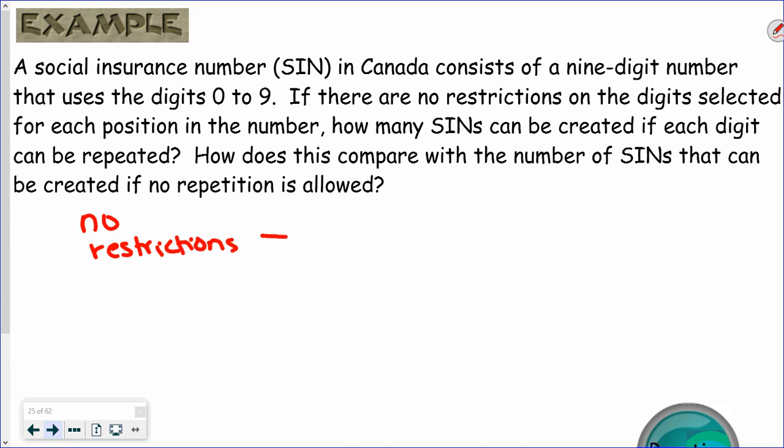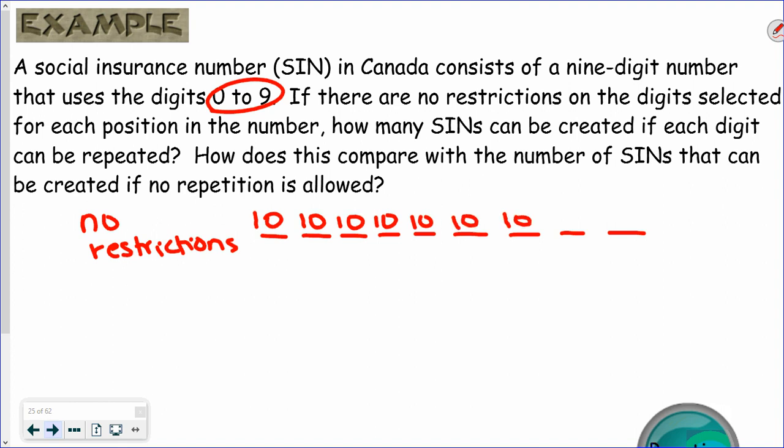So again, I use the fundamental counting principle. I'm going to make 9 blanks. If I'm using the digits 0 to 9, it means I have 10 options. So I have 10 options for the first, 10 for the second, 10 for the third. I actually have 10 for every single blank if there are no restrictions. I multiply that through, and I get 1 billion. There are 1 billion different ways I can make a social insurance number.